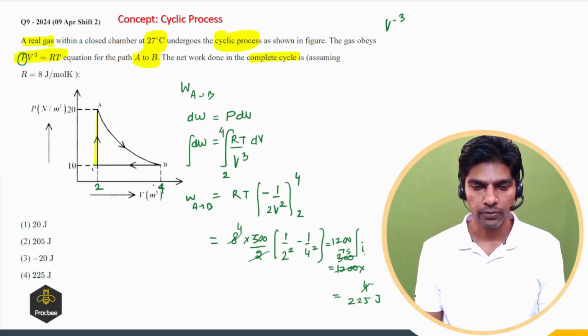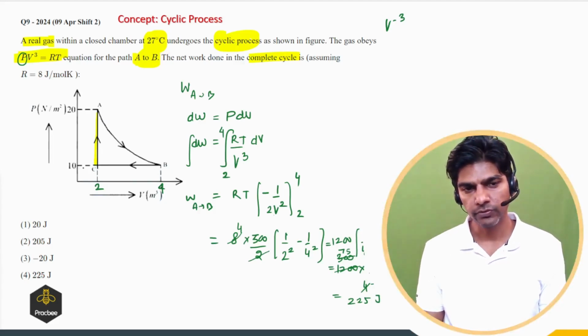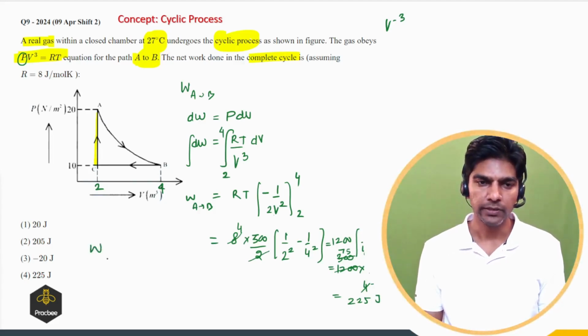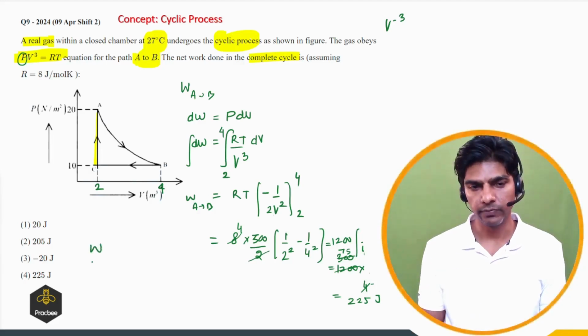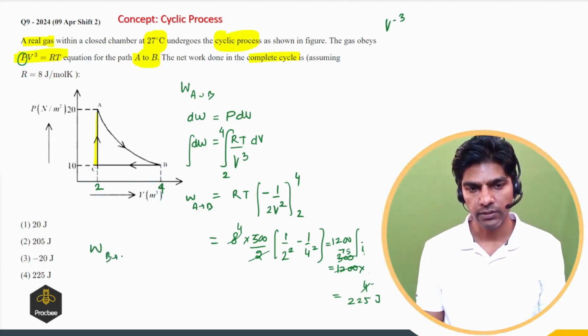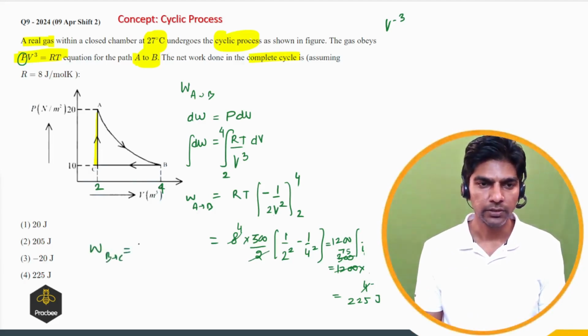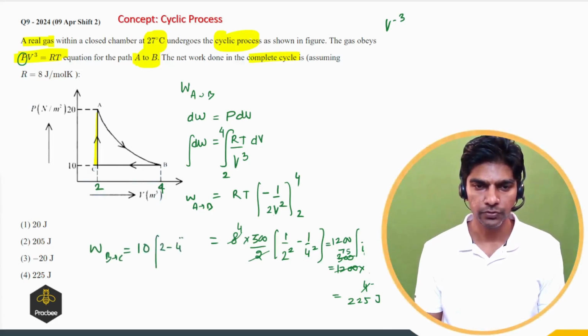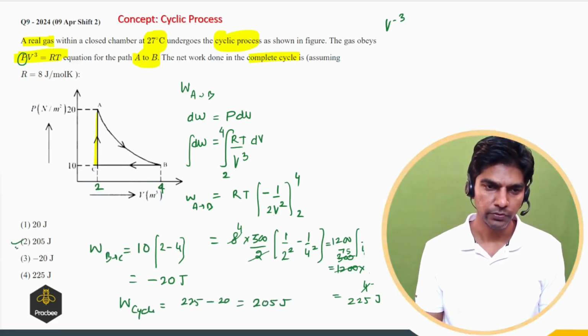Now it is easy to find the work done from B to C because it's an isobaric process, and in case of isobaric process the work done will be P delta V. So work done from B to C will be, pressure is 10 Newton per meter square, and final volume is 2, initial volume is 4. So that will be minus 20 joules. So the total work done in this cyclic process will be 225 minus 20, so that comes out to be 205 joules. So option 2 is the right answer.